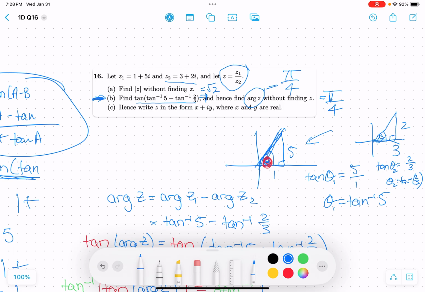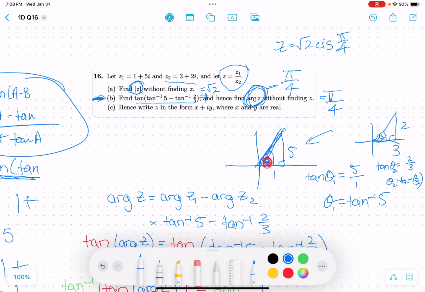So now we know two things about z. We know the length of z is root 2, and the argument of z is pi on 4. So I know z is root 2 cis pi on 4 in a kind of clever way round without having to do z1 divided by z2.